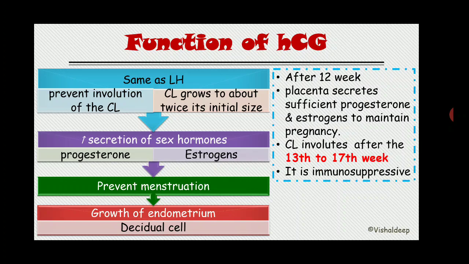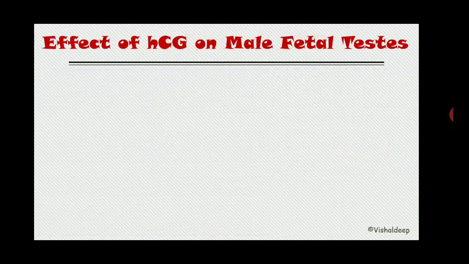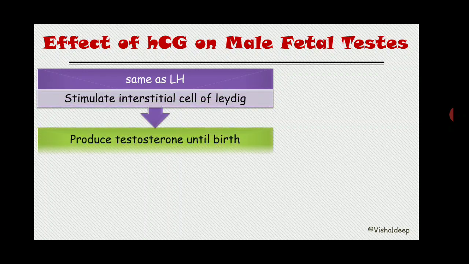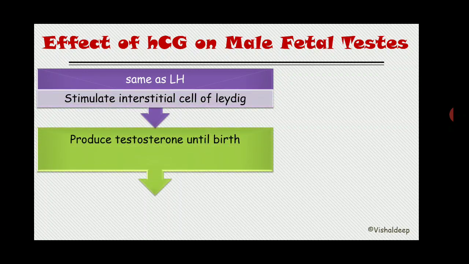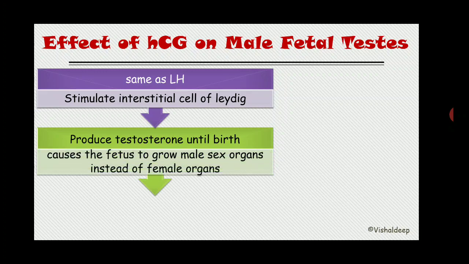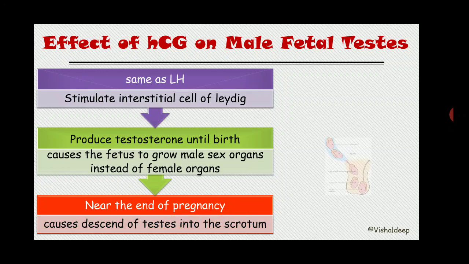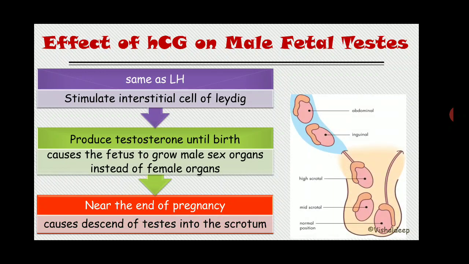Now one more function that I would like to add is the effect of HCG on the male fetus testis. As we already know, LH basically stimulates the interstitial Leydig cells to produce testosterone until birth. This testosterone causes the fetus to grow male sex organs instead of female organs. And near the end of the pregnancy, it causes descent of the testis into the scrotum. Alright, this is the function of the HCG in the male fetus testis.